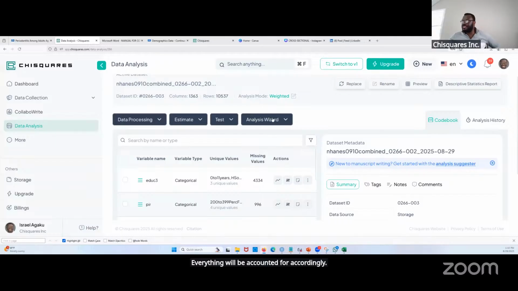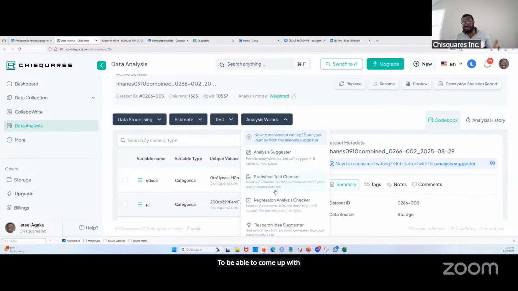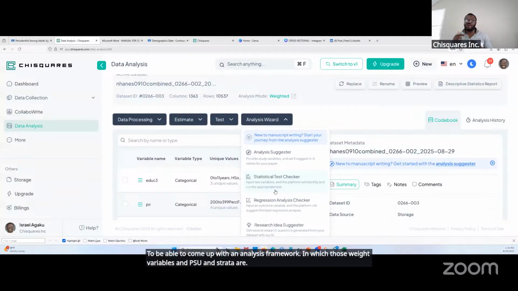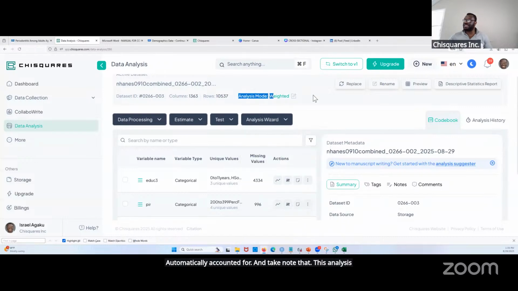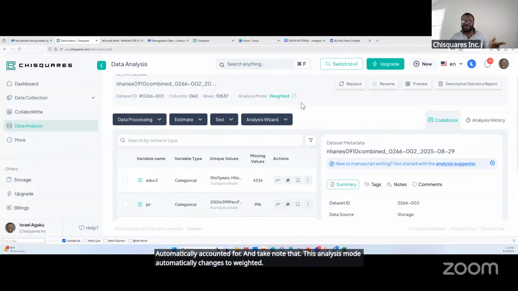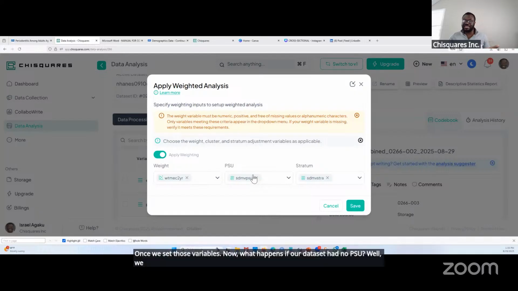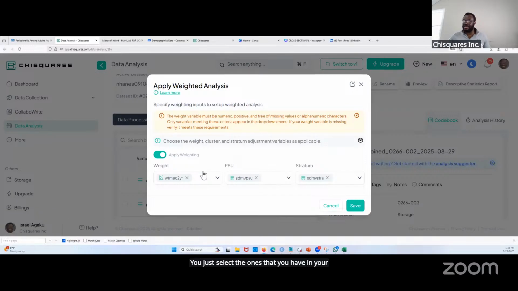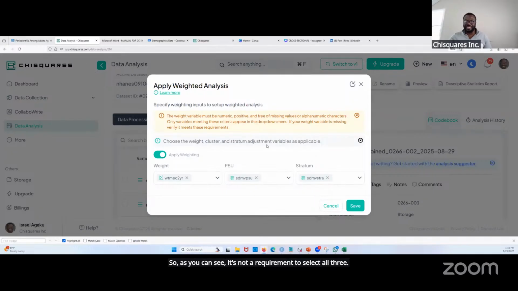Now, these features here also allow you to come up with an analysis framework in which those weight variables and PSU and strata are automatically accounted for. And take note that this analysis mode automatically changes to weighted once we set those variables. Now, what happens if our data set had no PSU? Well, we don't have to select. It's not a must that you select all 3. You just select the ones that you have in your data set. If our data set only had weight, we'll select only weight. If it had weight and PSU, so as you can see, it's not a requirement to select all 3. You select what you have.